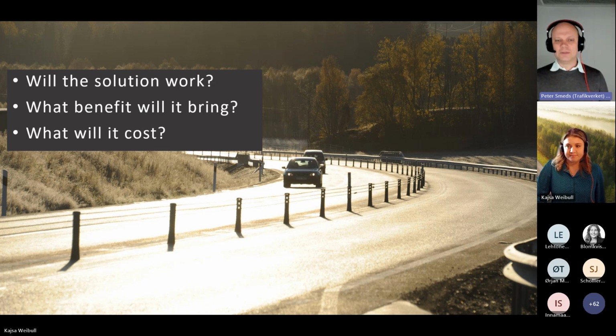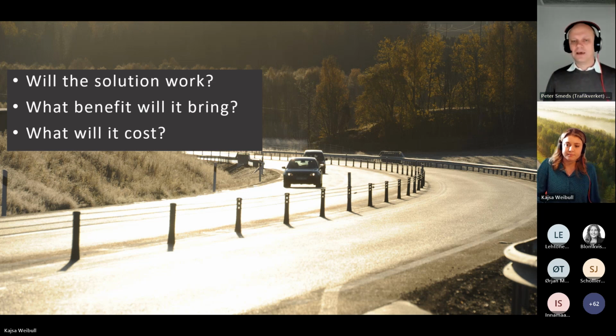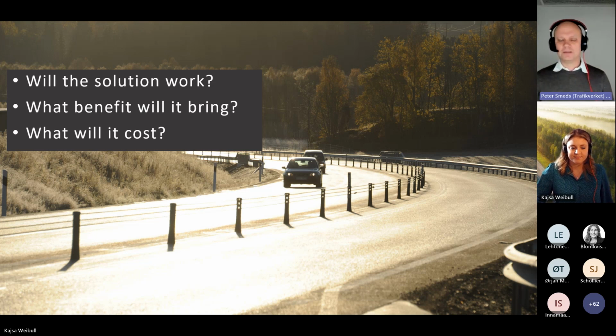To understand that, we need to understand more about how the solution works, what benefits it creates, and what it costs. And Kaisa will tell you more about the research that VTI has conducted. And with those words, I'd like to hand over to Kaisa. Please, Kaisa.